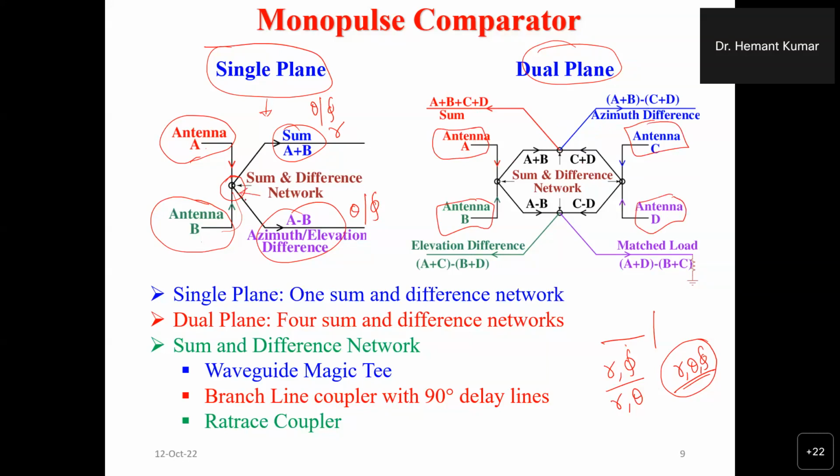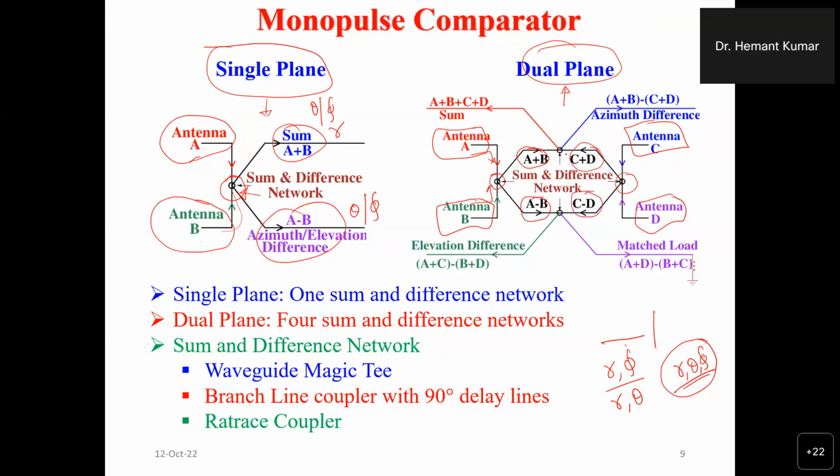In this case, only one sum and difference network was required, but to track the target in both the planes, we will need four sum and difference networks. So you can see, first the antenna A input and antenna B input will go to one sum and difference network. From there, we will get A plus B, A minus B. Similarly, from C and D, the input will go to another sum and difference network, the second sum and difference network, which will give you C plus D and C minus D.